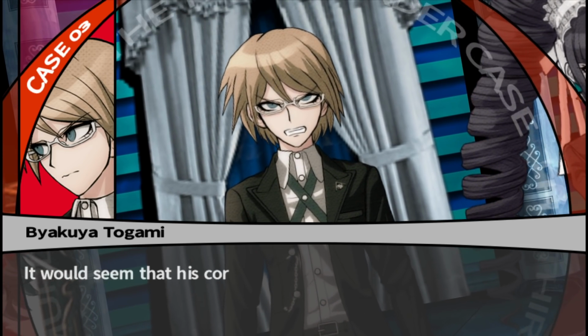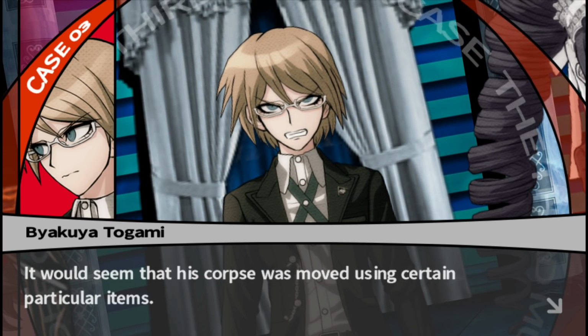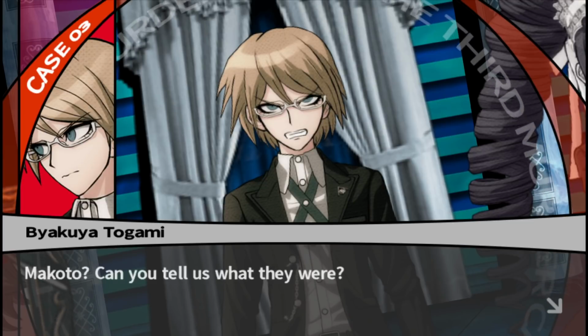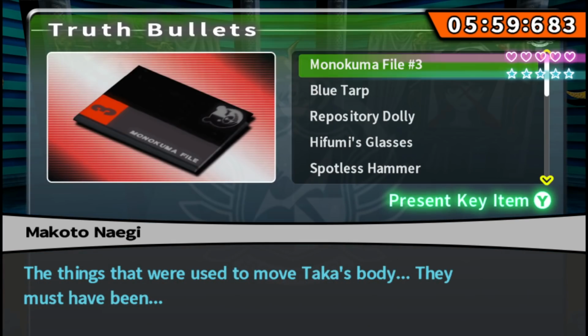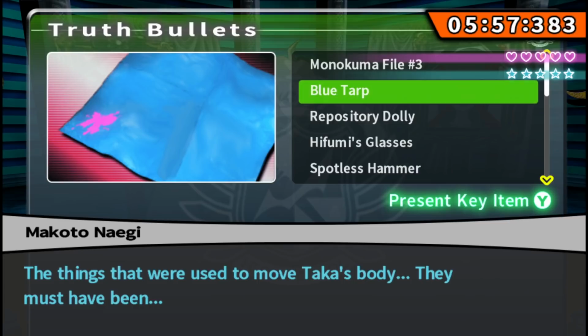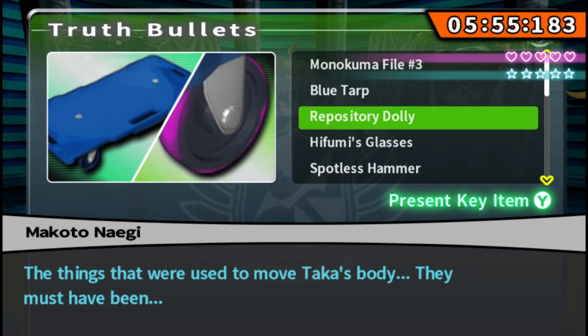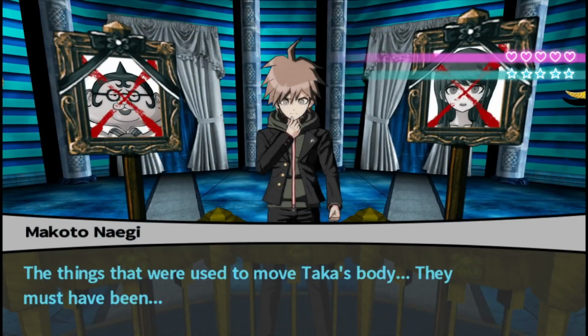I mean, that was the cart. It would seem that his corpse was moved using certain particular items. And the tarp. Makoto, can you tell us what they were? I can, actually. Things that were used to move Taka's body, they must have been... Why does he keep testing us like this? I don't know. I assume they want us to use both of them, but number one is the blue tarp, and number two is the dolly. So blue tarp first. I got it.